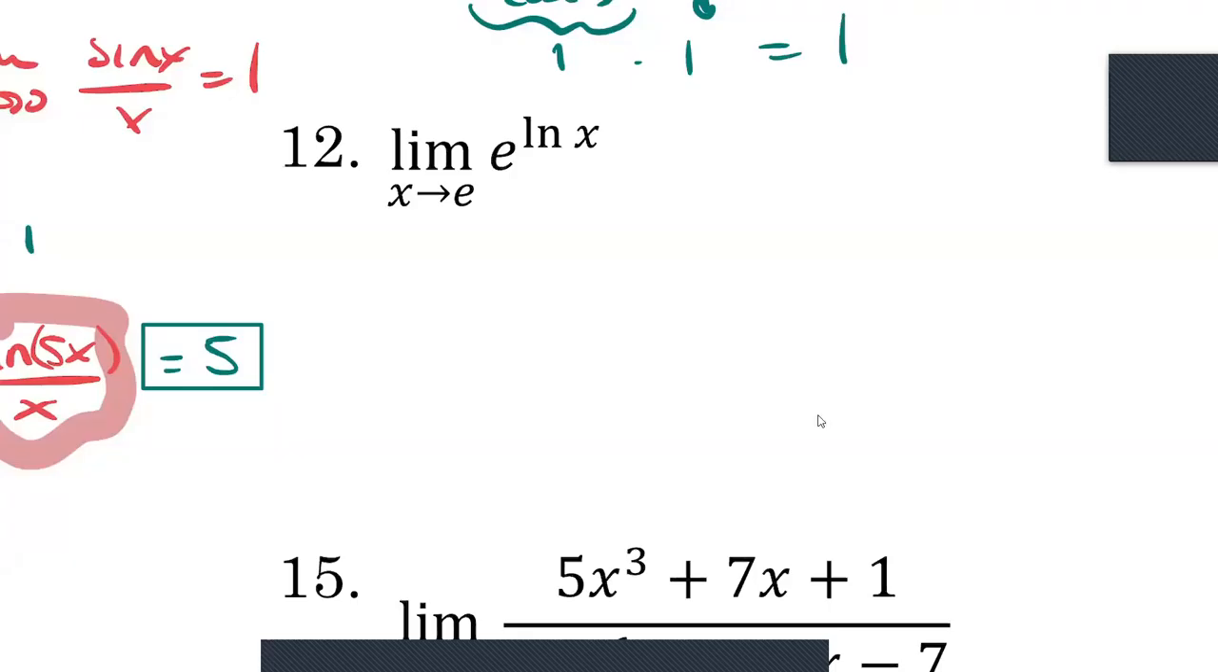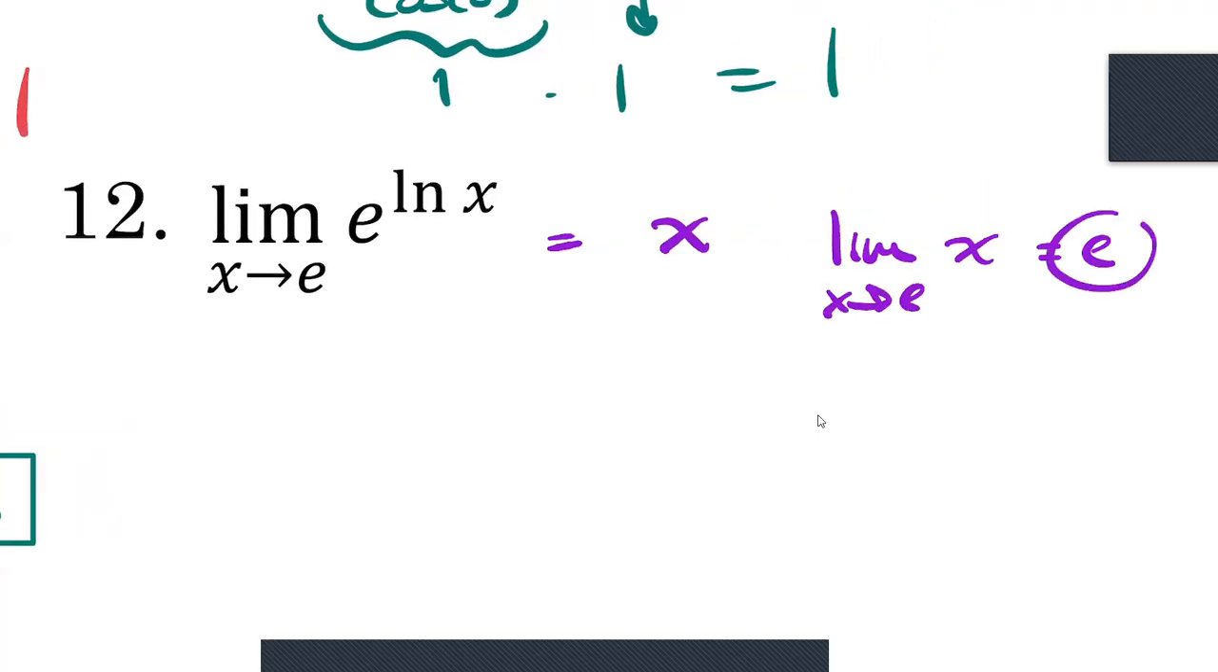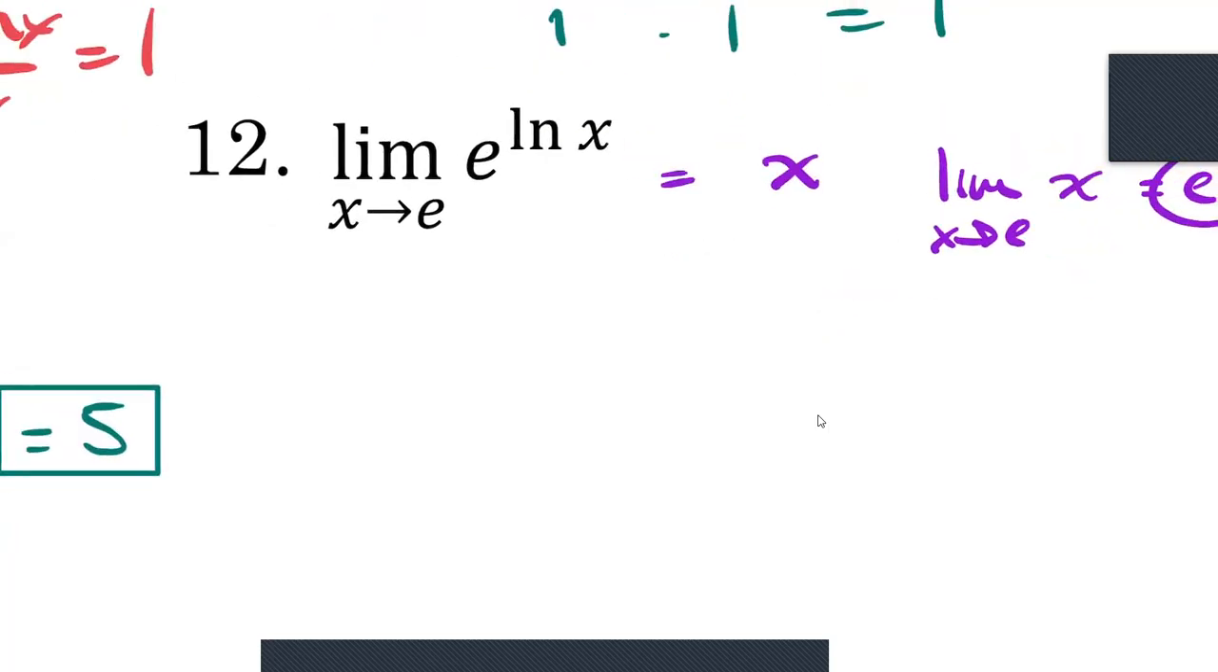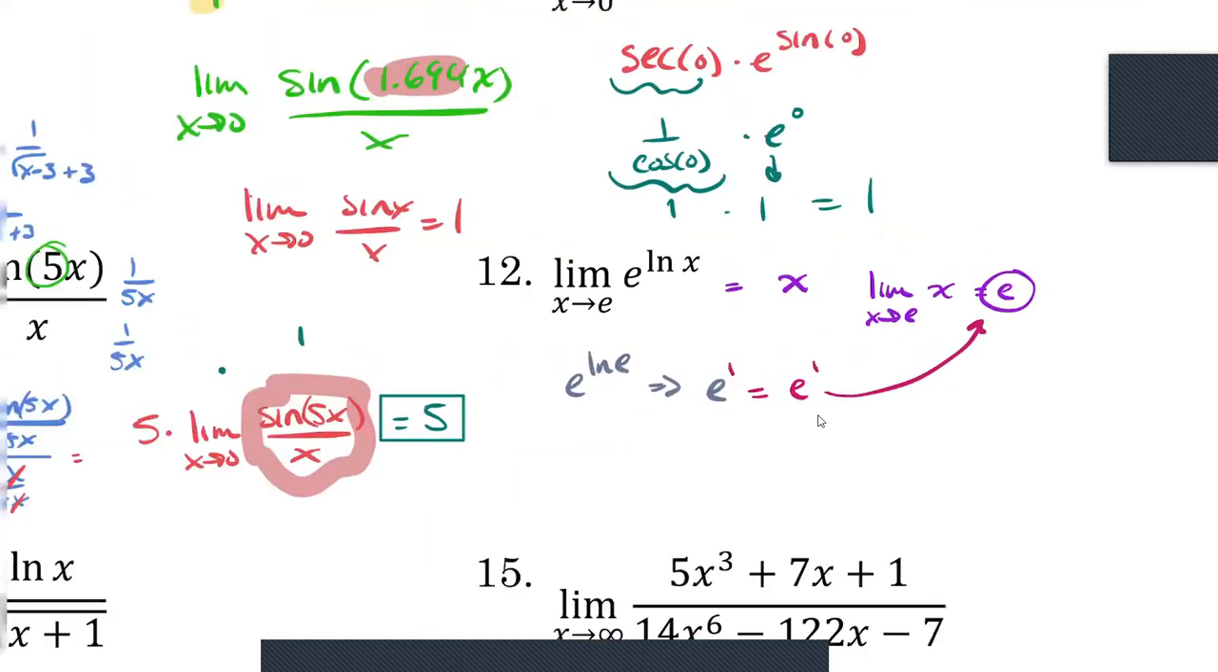All right, question 12. 12 is a fun one. You might know this is actually an identity, right? So e to the natural log of x is just going to be equal to x. So this is like saying the limit as x approaches e of x, which is just simply going to be e. Now, if you just plug this in with direct substitution, you'll get the same answer, where we'll get e to the natural log of e. The natural log of e is 1. So we just get e to the first power, which is equal to e.